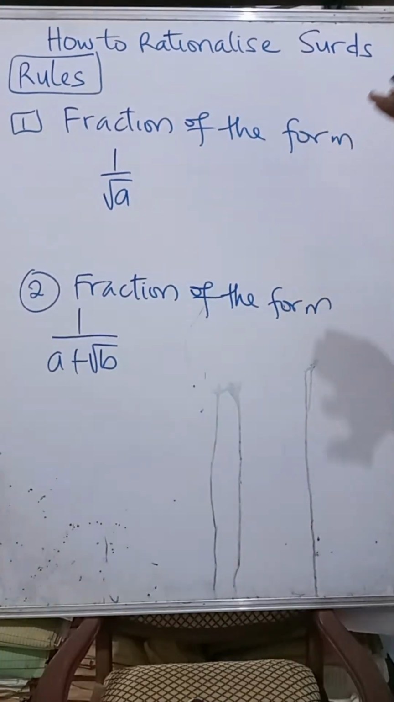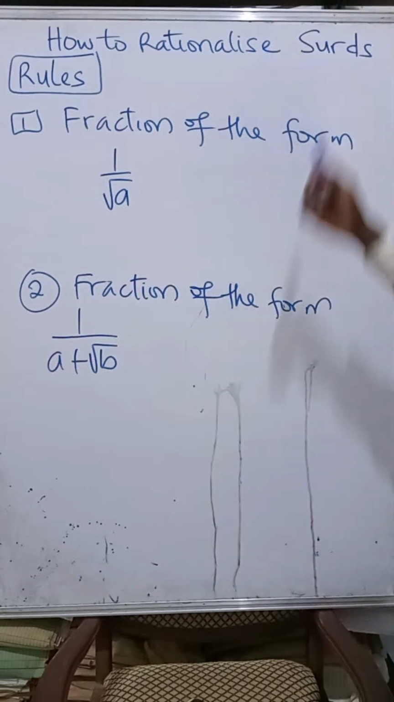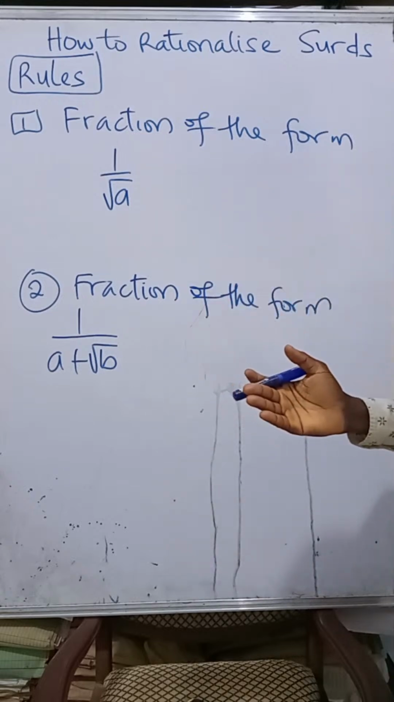We are looking at how to rationalize the denominator of a fraction, which we call how to rationalize surds. And we're going to be looking at periods 4. Okay.